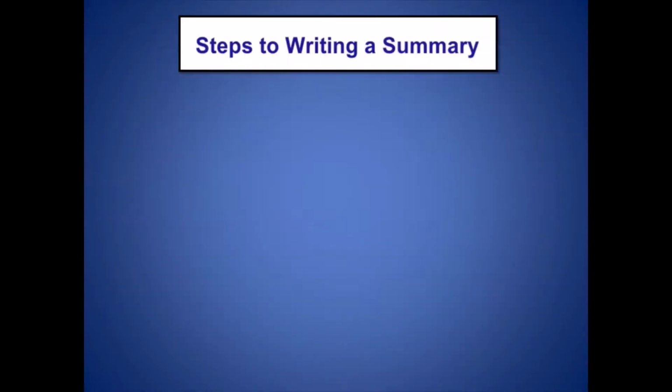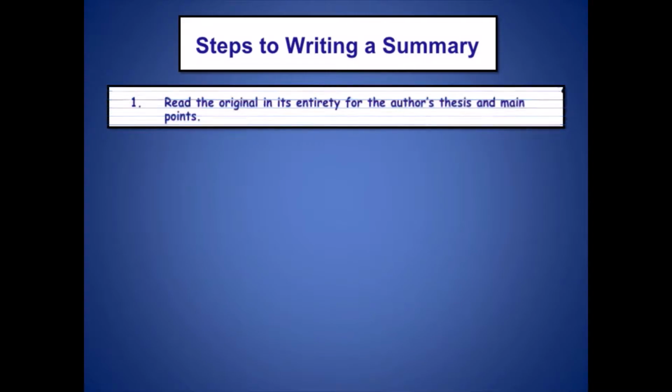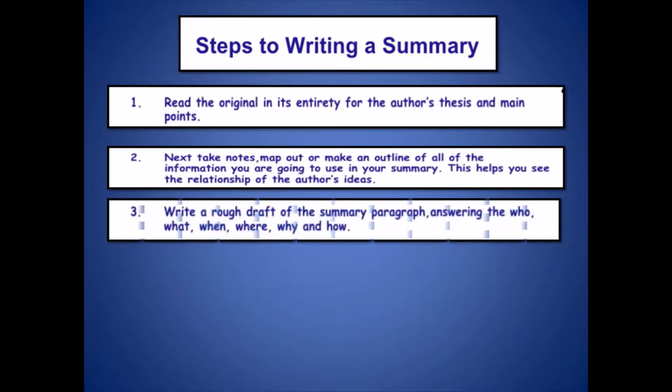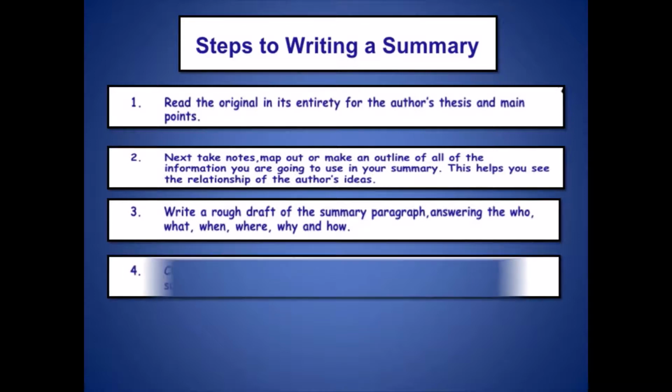And here are the steps on writing a summary. First, read the original in its entirety for the author's thesis and main points. Second one, take notes, map out, or make an outline of all the information you are going to use in your summary. This helps you see the relationship of the author's ideas. Third, write a rough draft of the summary paragraph answering the who, what, when, where, why, and how.